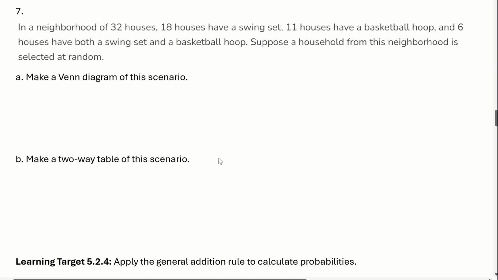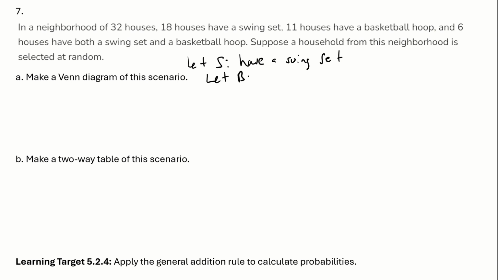Number 7, in a neighborhood of 32 houses, 18 houses have a swing set, 11 houses have a basketball hoop, and 6 houses have both a swing set and a basketball hoop. And then suppose a household from this neighborhood is selected at random. So let S be have a swing set. Let B mean have a basketball hoop. Okay, so make a Venn diagram of the scenario.